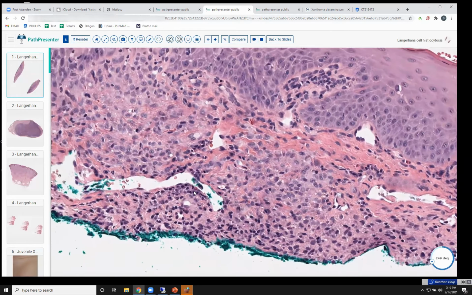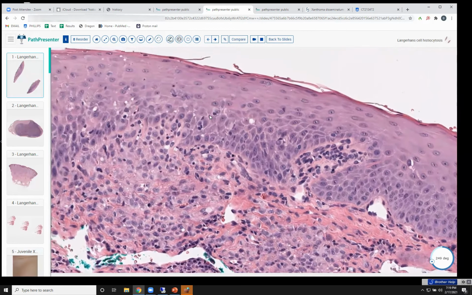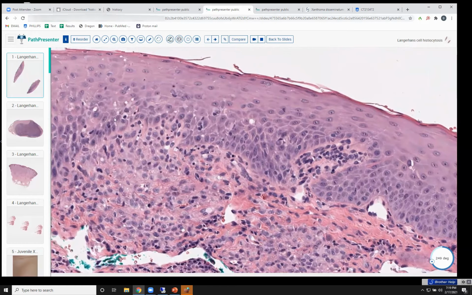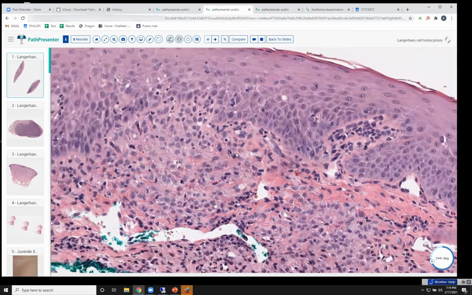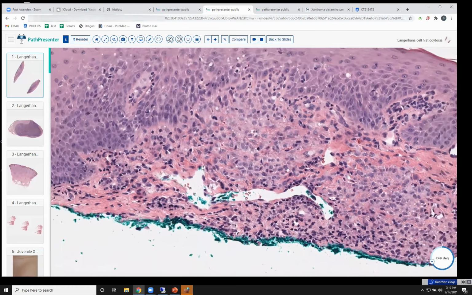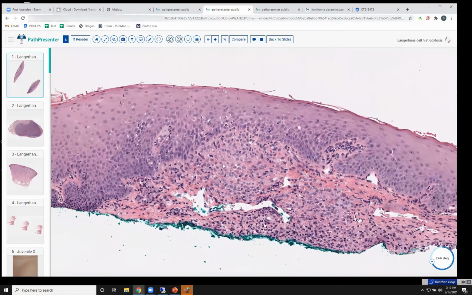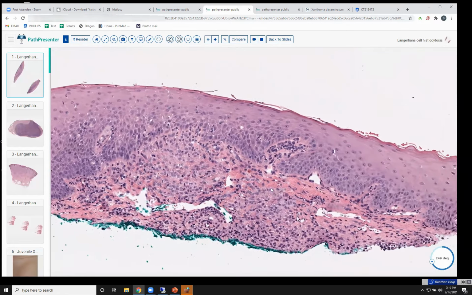Often there are eosinophils here, and you find epidermotropism. You see these cells here are epidermotropic, and this is Langerhans cell histiocytosis, often in children. Here's the eosinophil.